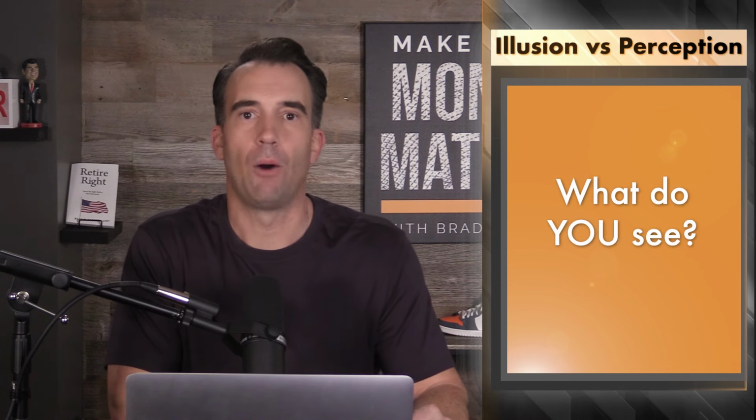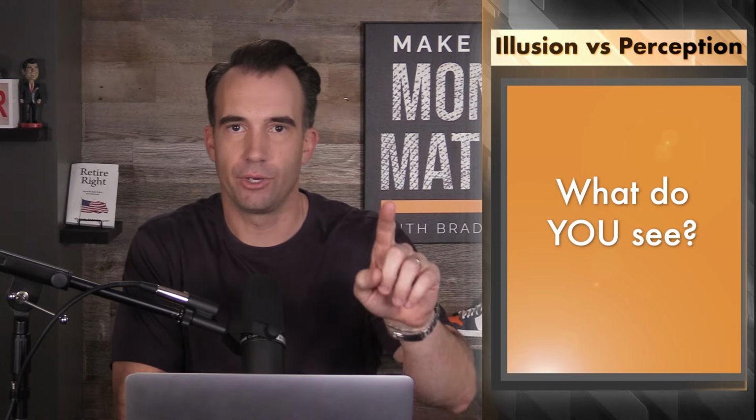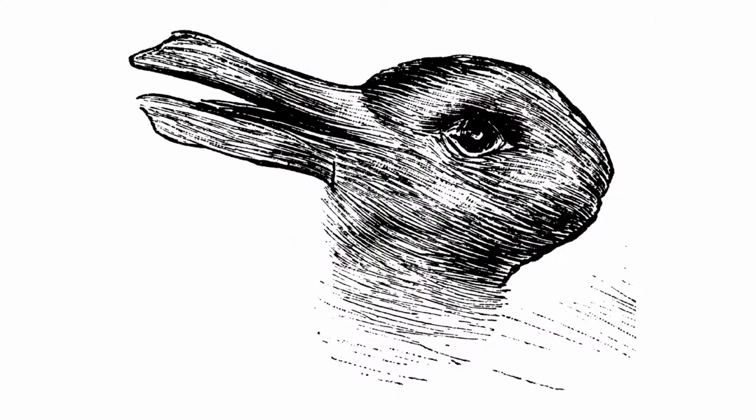So we're gonna throw this image up on the screen for you. And when we do, I want you to declare right away, right when you see it, what you see. All right, 3, 2, 1. I'll give you a second. Okay, by now, you either see a duck or a rabbit.